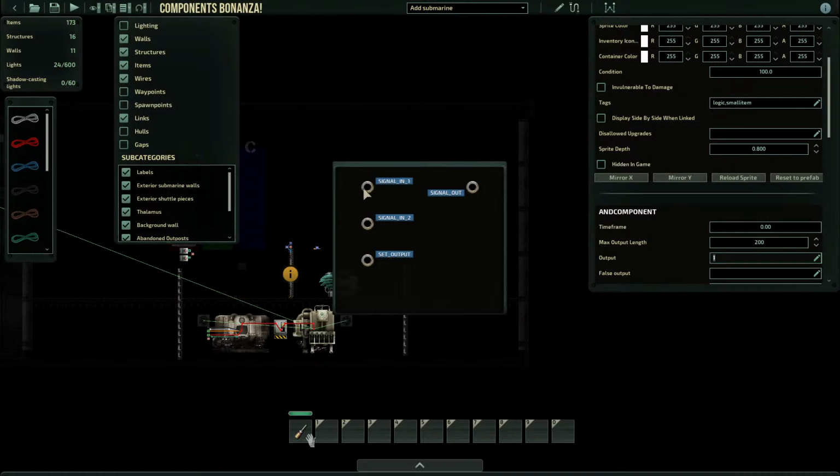Those true inputs do not have to be 1 or 0. It has to be 0 or anything that's not 0.